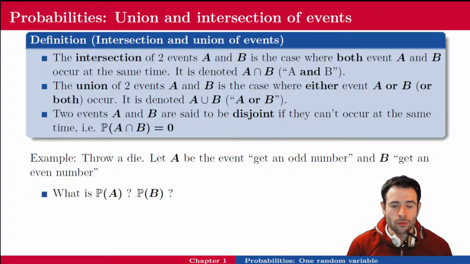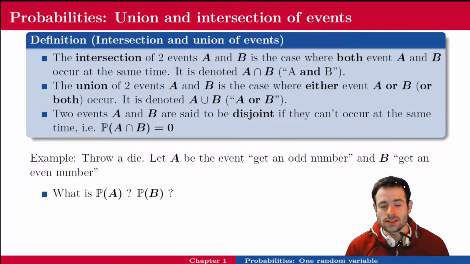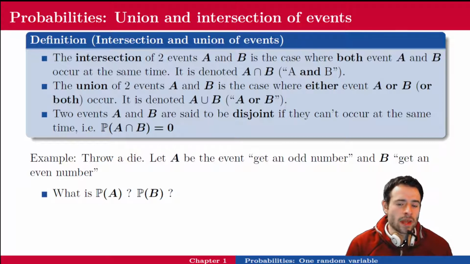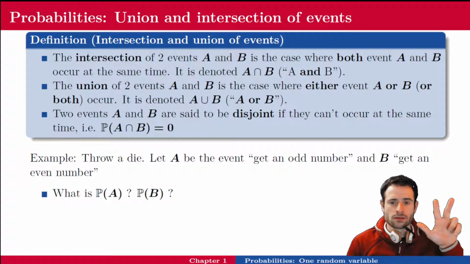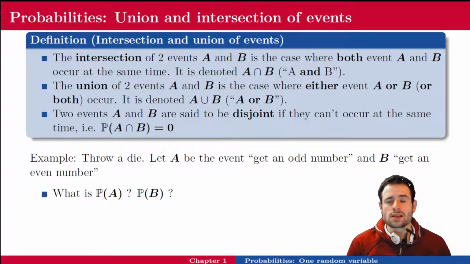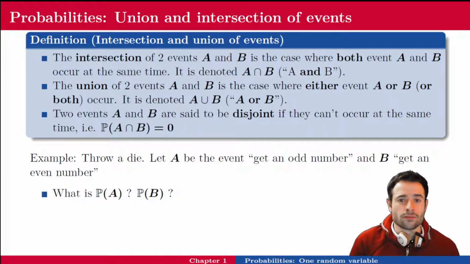Well, if you throw a die, six faces, the probability of getting an odd number is the probability of getting either a 1, a 3, or a 5. We have 3 successes out of 6 possible outcomes. So 3 over 6 will be equal to 1/2. That's the idea that half of the numbers on the die are odd and the other half is even.